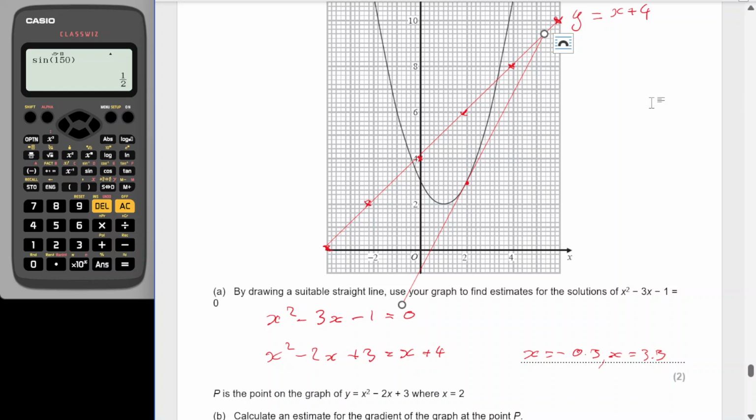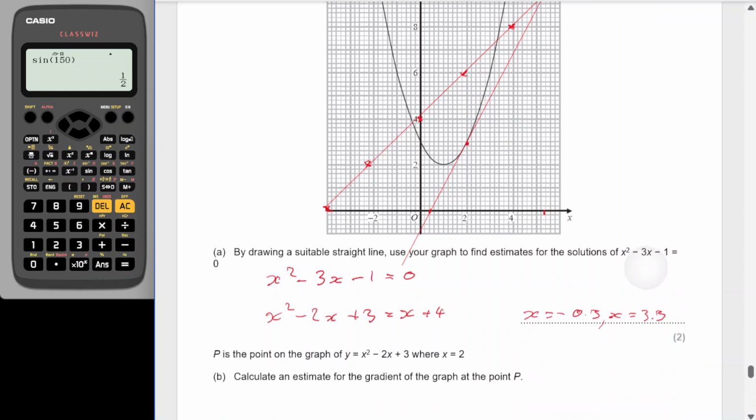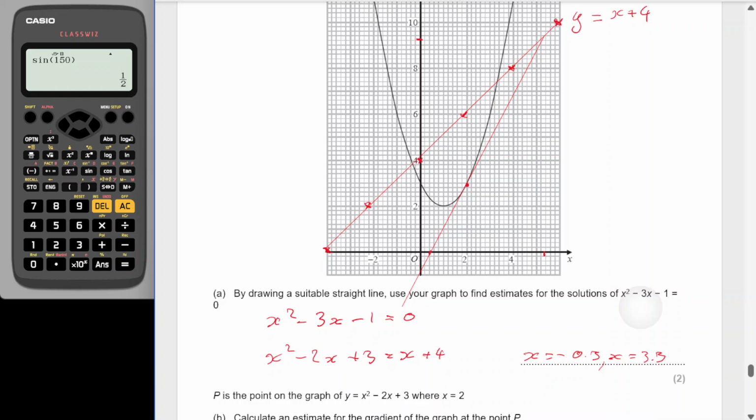And then if we look at the gradient of the graph at that point, then I'm going to go there to, unless I've got any nice points, I'm going to go the full triangle. Okay, so it's looking like, what have we got? 9.2.